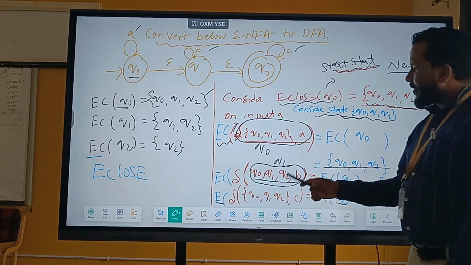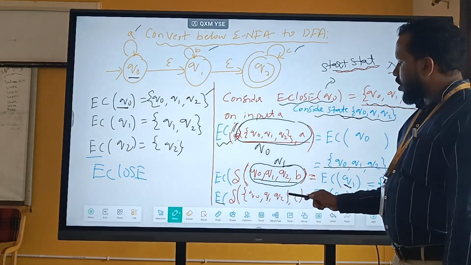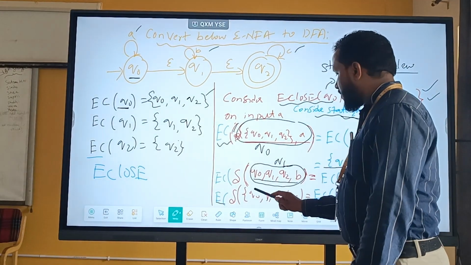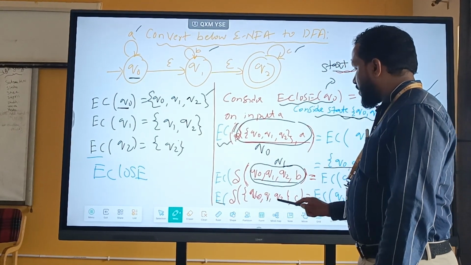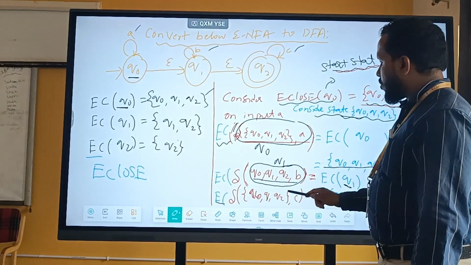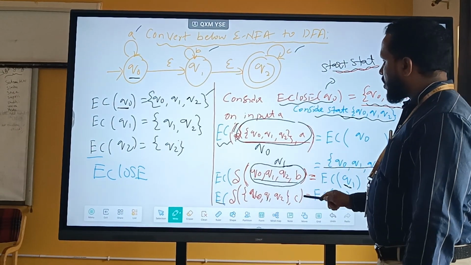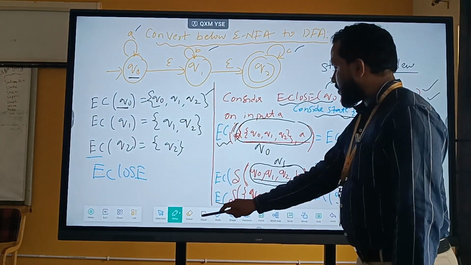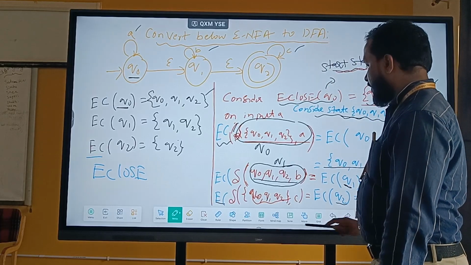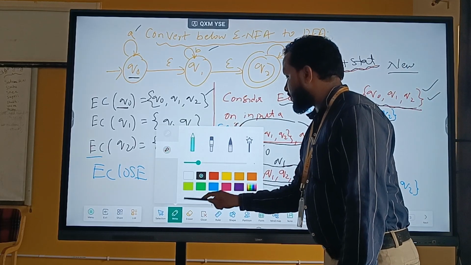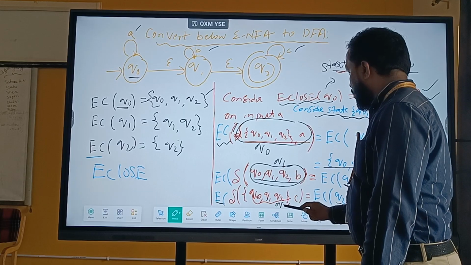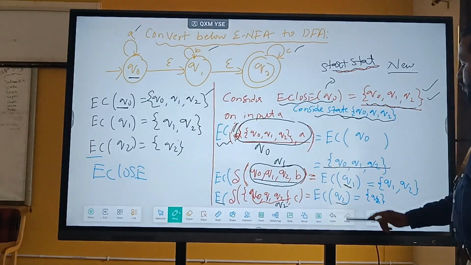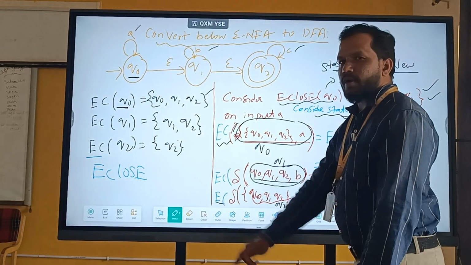Next, the same way we will apply it for C. Q naught on C, do you have any transition? No. Q1 on C, no transition. Q2 on C, yes, the transition is there. What is the result we get? We get Q2. What will we apply? We apply the epsilon closure on Q2. What is the epsilon closure of Q2? We have already found Q2.